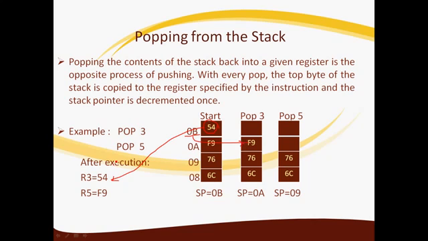And in the command POP 5, the data which is stored in the location pointed by the stack pointer, that is F9, moves to R5. And in the next step the stack pointer is again decremented by 1, and it now points to 09. So that's how we retrieve data from the stack.